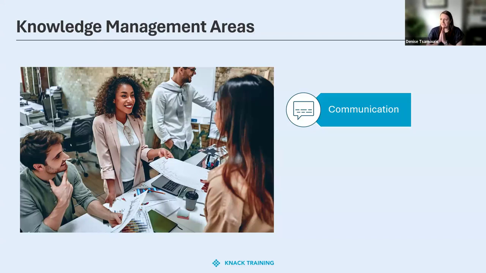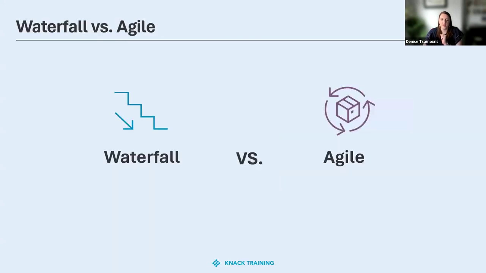Okay, so let's pivot to management methodologies. All right, waterfall versus agile. Tale as old as time. No, that's Beauty and the Beast. No, so these are the two most common project management methodologies. And you may have heard of SAFe, Kanban, Scrum, Lean Sigma 6. Those are all different types of methodologies that typically use Agile as the framework.